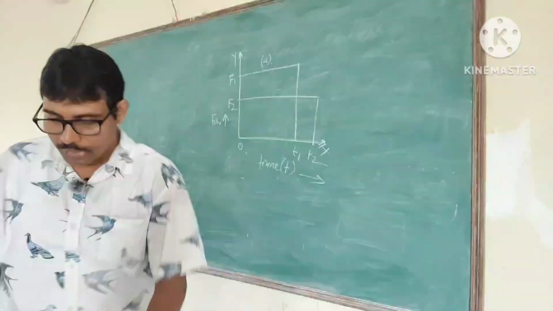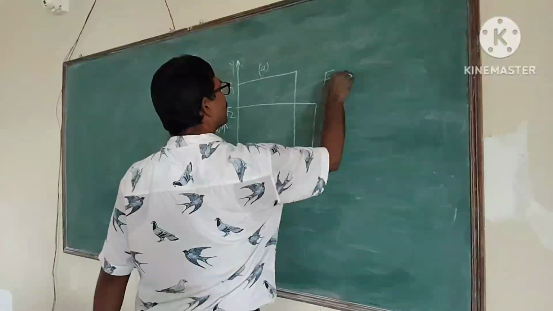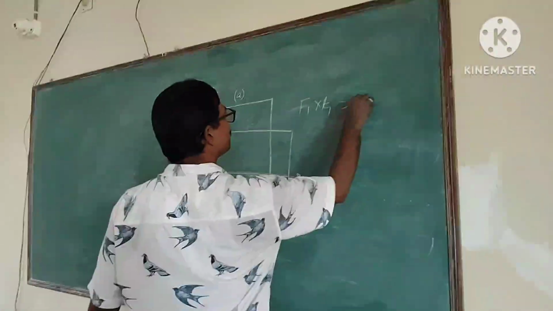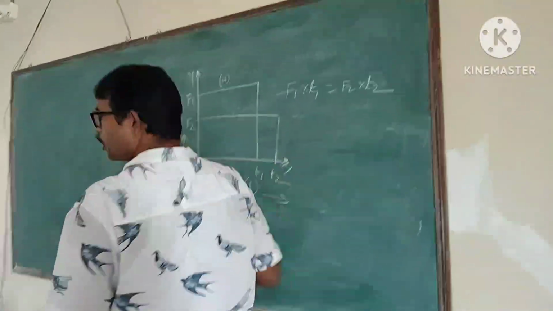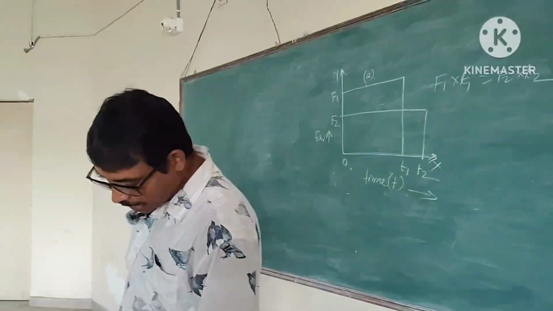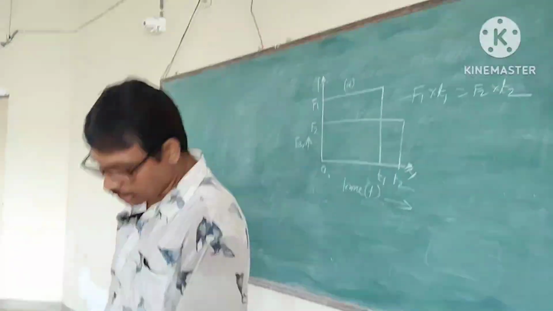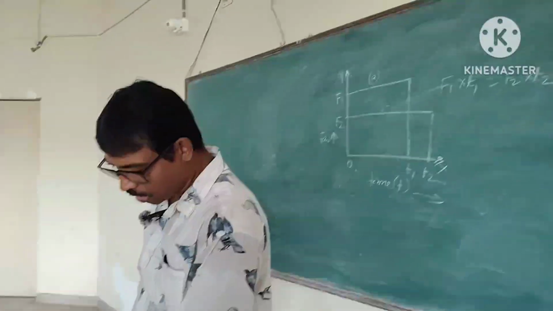What you are getting, you are getting f1 into t1 is equal to f2 into t2, okay. So what you are observing, actually we note that, okay, the force f1 for curve a is greater than the force f2 for curve b.